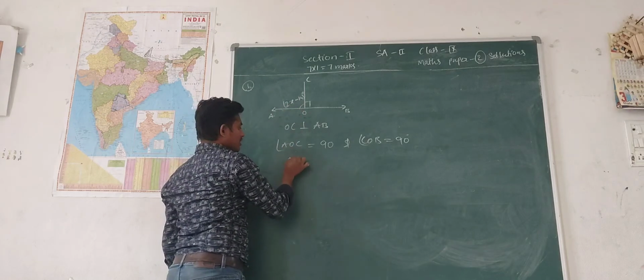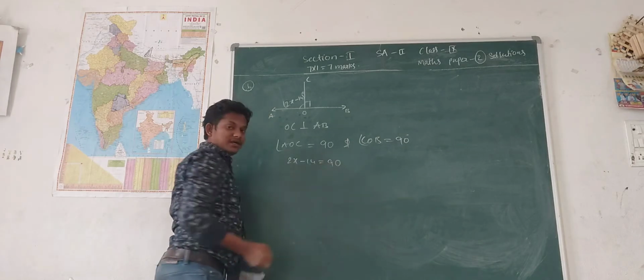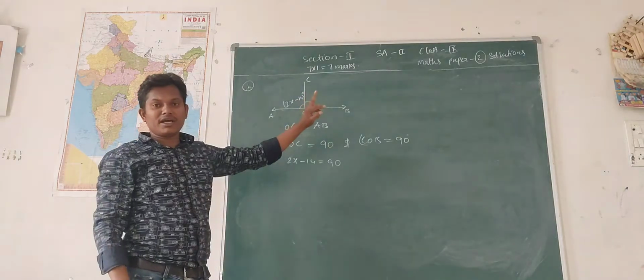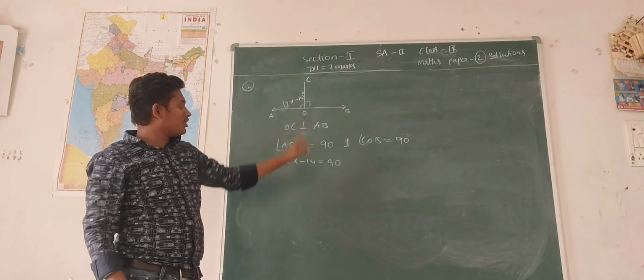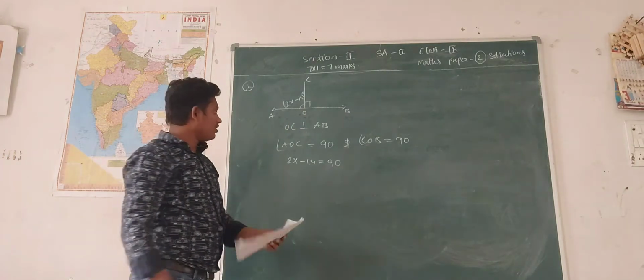So this one is given 2x minus 14, which equals 90. This angle is given, this side angle. Straight angle means 180 degrees. Okay. So 2x minus 14 equals 90. Here we have to find the value of x.